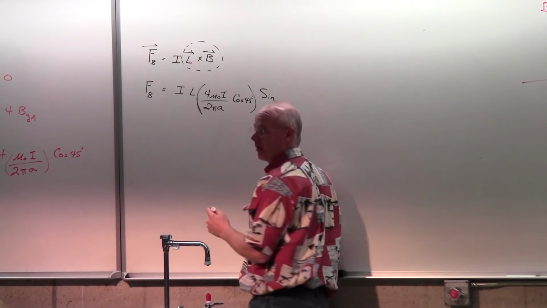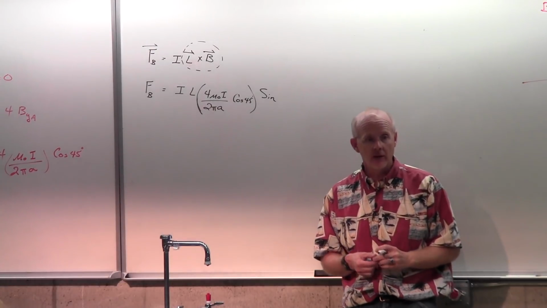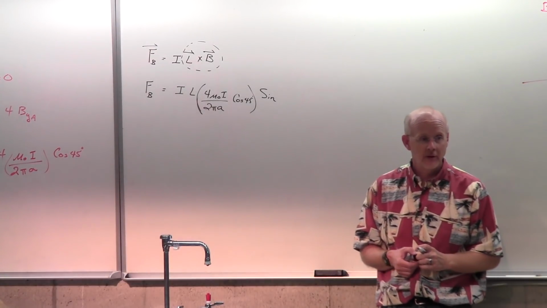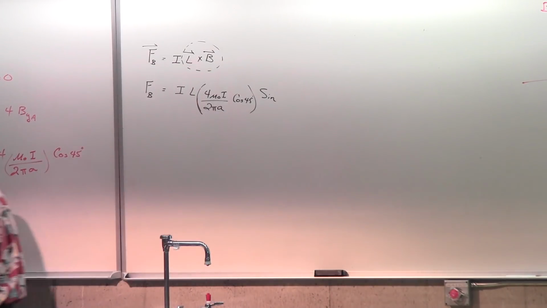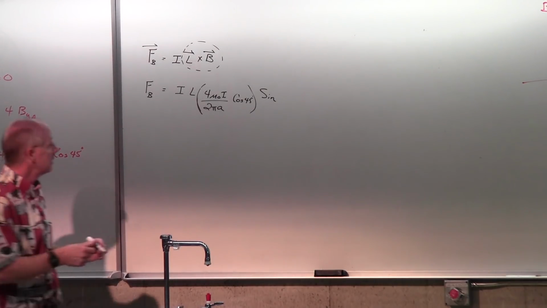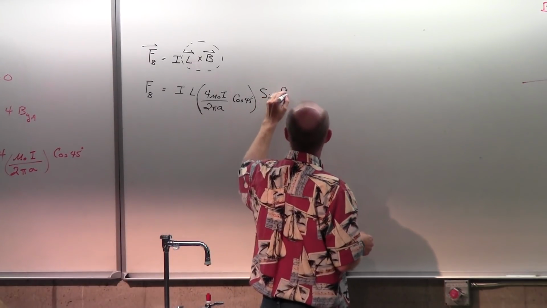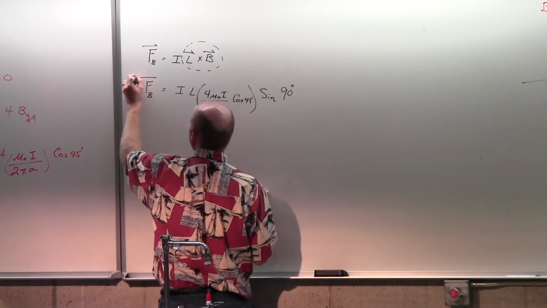Don't I take a cross product? Sine of what angle? Right, between the current and the field. Okay, so the current is going towards you. The field we just argued is down. So current is that way, field is down. That's 90 degrees. Okay, sine of 90 degrees. And it's a vector, so what direction is that force?